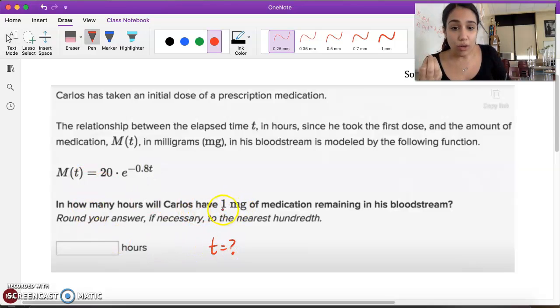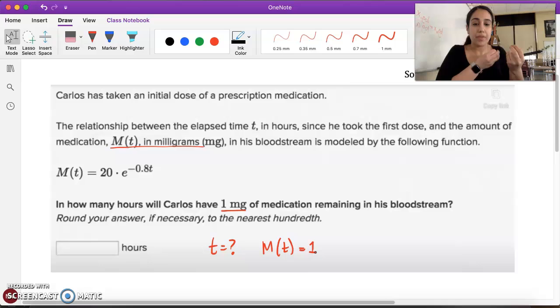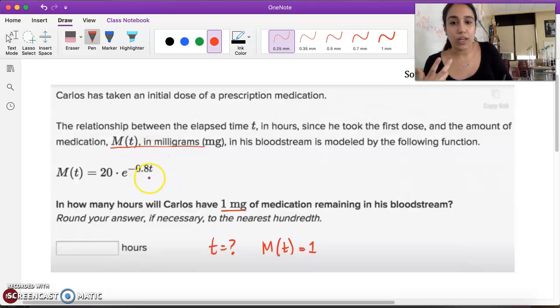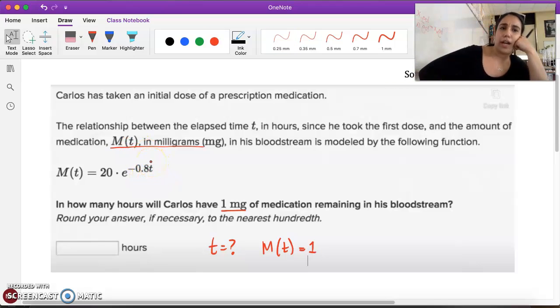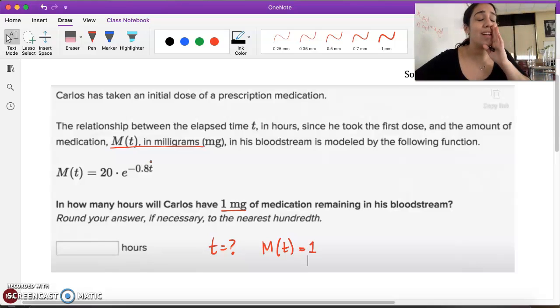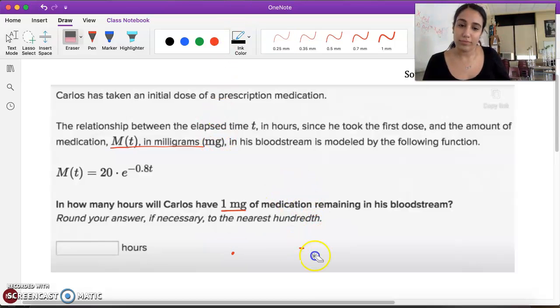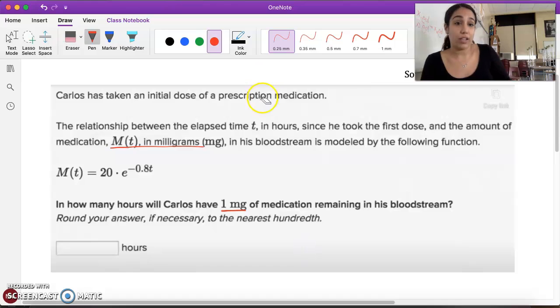but we do know how many milligrams. M of t in milligrams in his bloodstream is 1. So we know m of t is equal to 1. So we need to find at what time m of t is equal to 1. But in order to do that, we need to solve for an exponent. Now, what do we use to solve for exponents? Logarithms, yeah. Okay, so we are going to have to do that.